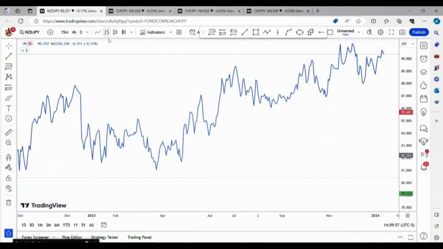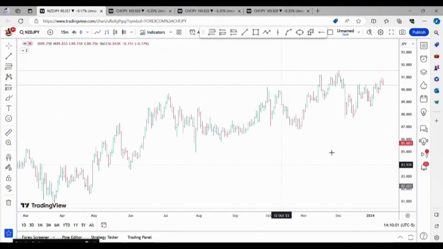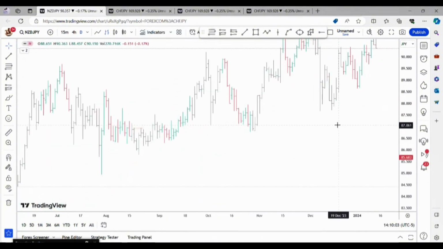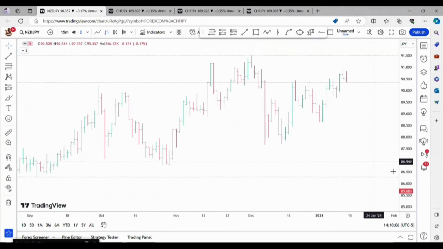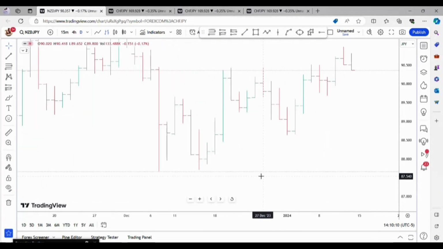Now, what about the bar chart? You still come over here and you click here. It's going to open the bar chart. The bar chart is not very common, but it was used in the olden days when people started trading in the foreign exchange market before candlesticks came about.